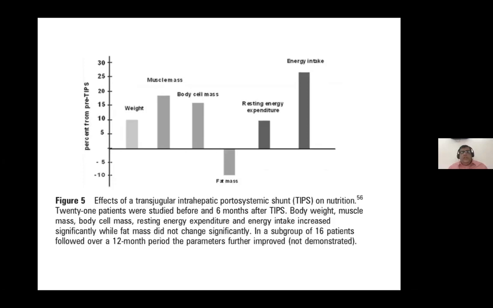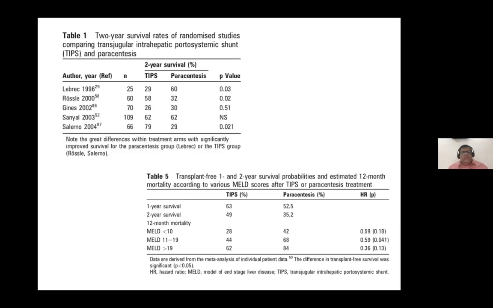Now, what is the effect of TIPS on nutrition? It is associated with improvement in the body cell mass, in the muscle cell mass, and increase in the caloric intake, as well as restricting energy expenditure. So improved nutritional status is an important finding. Recent studies have also shown that it is associated with increase in the sarcopenia, as well as the performance status.